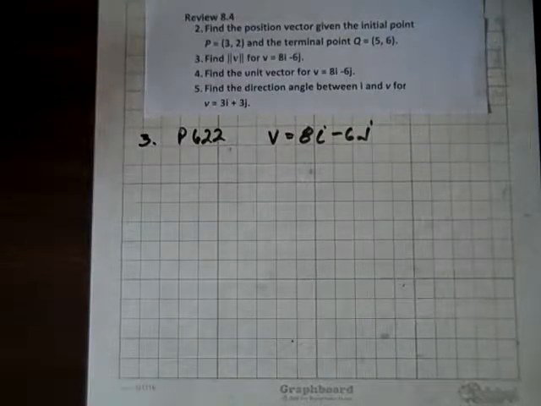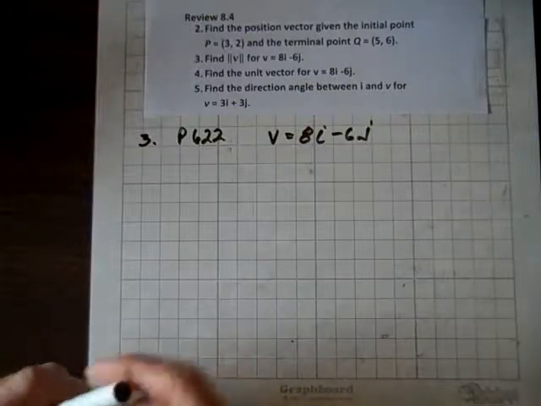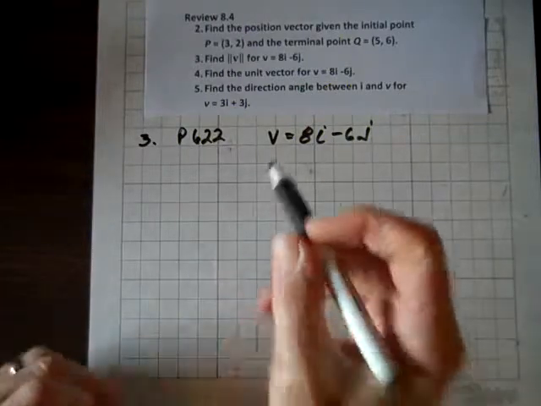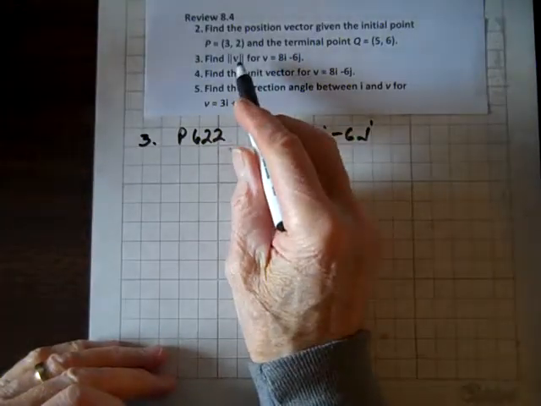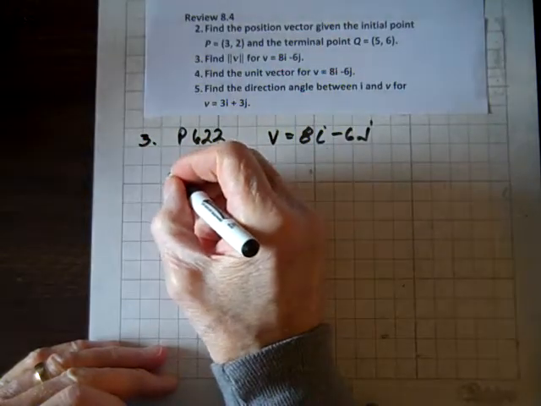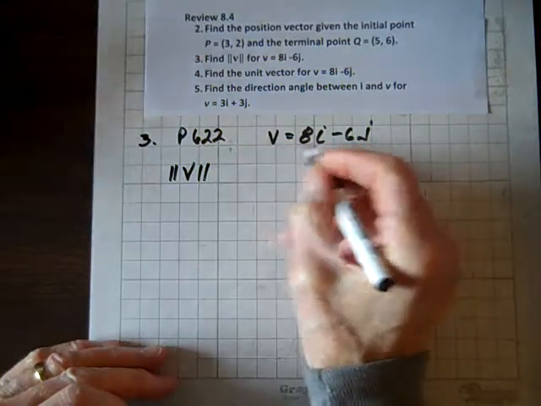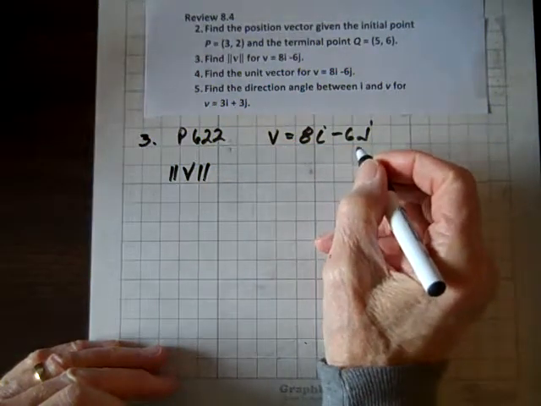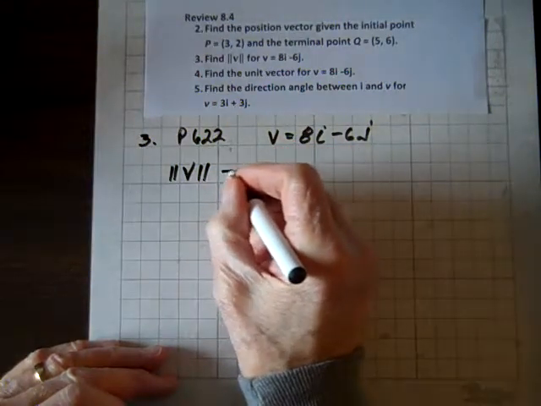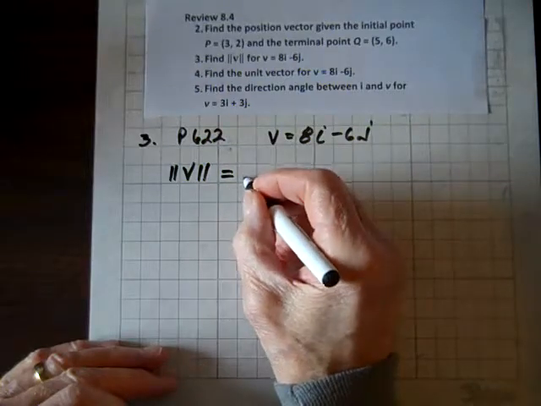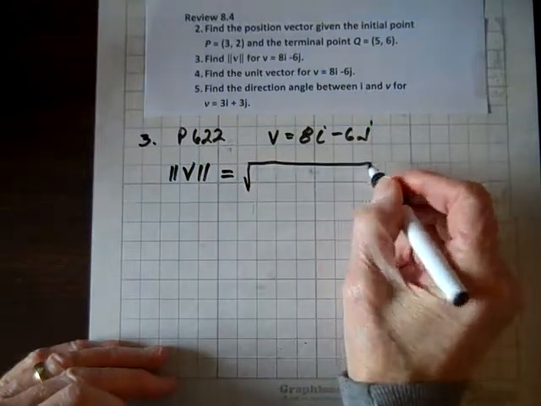Okay, now we're doing question 3 on the review for 8.4. It says find the magnitude of v. These double bars mean magnitude of v. Given that v equals 8i minus 6j, the magnitude is just, we just use the Pythagorean theorem.